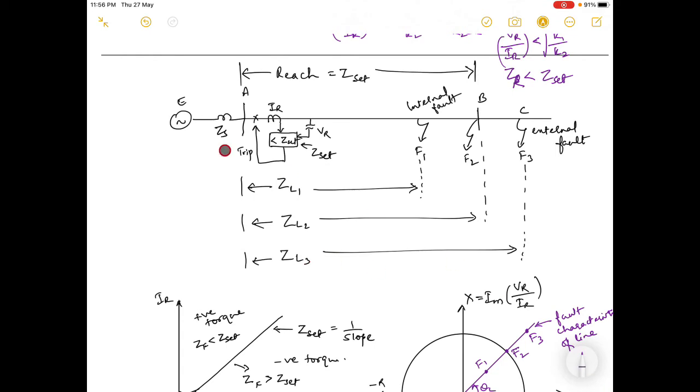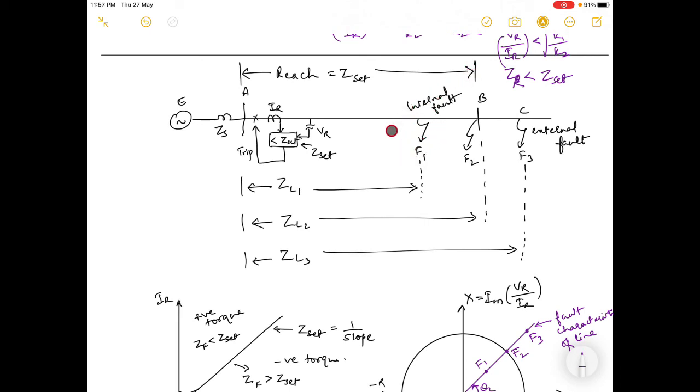Now, as usual, there is a voltage source here, there is a source impedance, and there is a bus bar. So Z set again depends on two quantities, that is VR and IR at the relaying point. So when it is compared, if the Z measured is less than the Z set, it gives the tripping decision. How Z is set we have already seen. Now there are three conditions. So this is the reach of Z set. What you have set is to reach up to here.